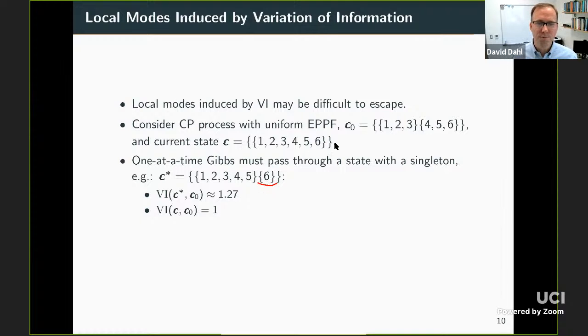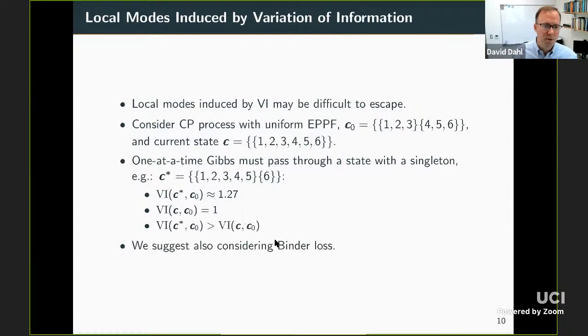And so it's then hard to move from a current state to a high probability state because of the particular choice of the distance metric VI. We note that this problem does not occur for, say, binder loss. And so maybe in an application, you might consider not only using VI, but you might consider other loss functions, such as the binder loss.